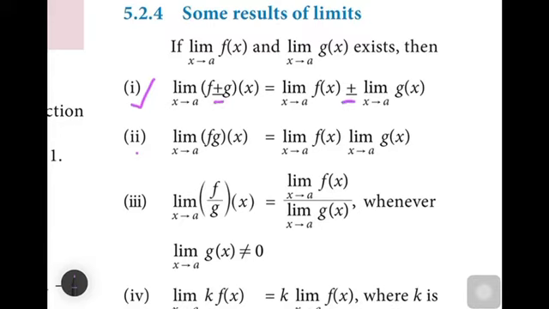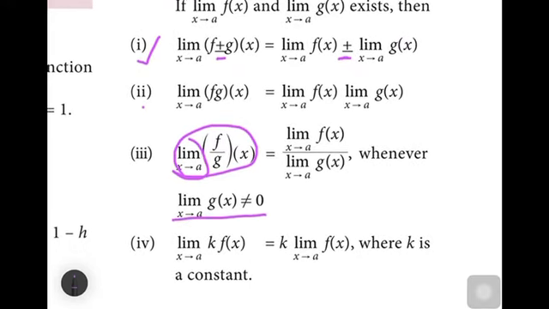Okay, and product also, f g of x is equal to, you can split the limit as the product of two functions. And division also. The limit x tends to a of f by g of x is equal to, the limit is common for both the numerator and denominator. Limit x tends to a f of x divided by limit x tends to a g of x, whenever limit x tends to a g of x is not equal to 0.